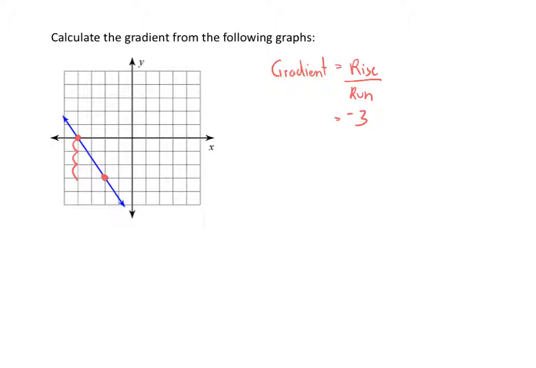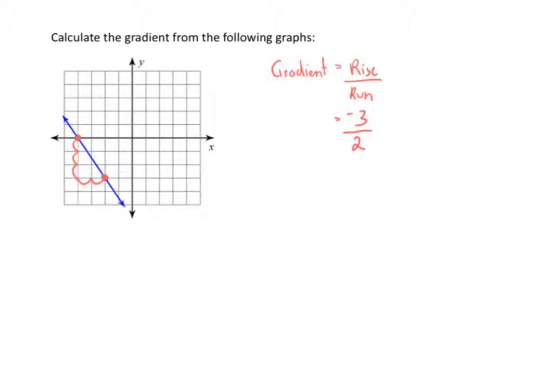And then my run is going to be how many I have to move over to move between my two points. So 1, 2. So I'm going to move over 2. So my run is going to be 2. So the gradient of my line is going to be -3/2.